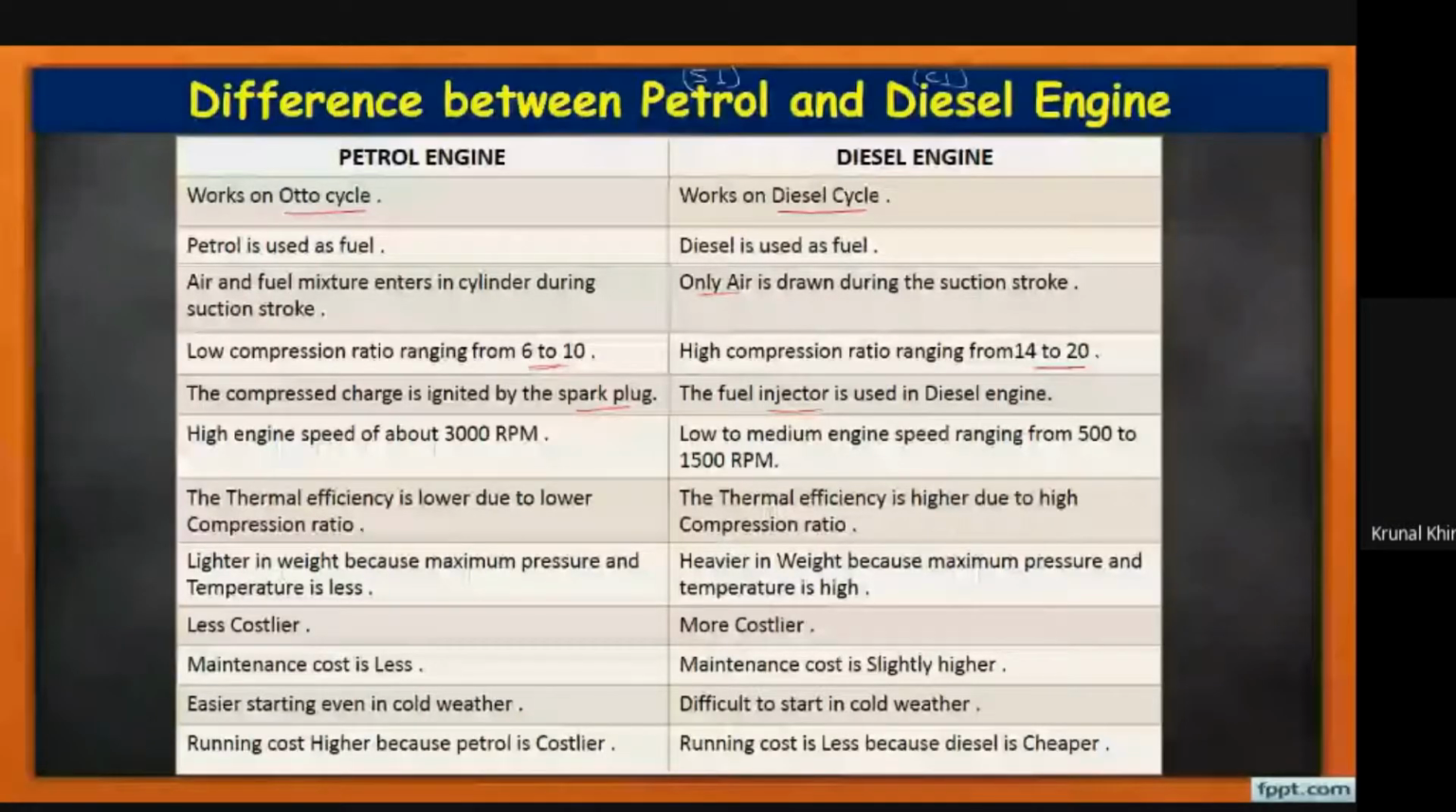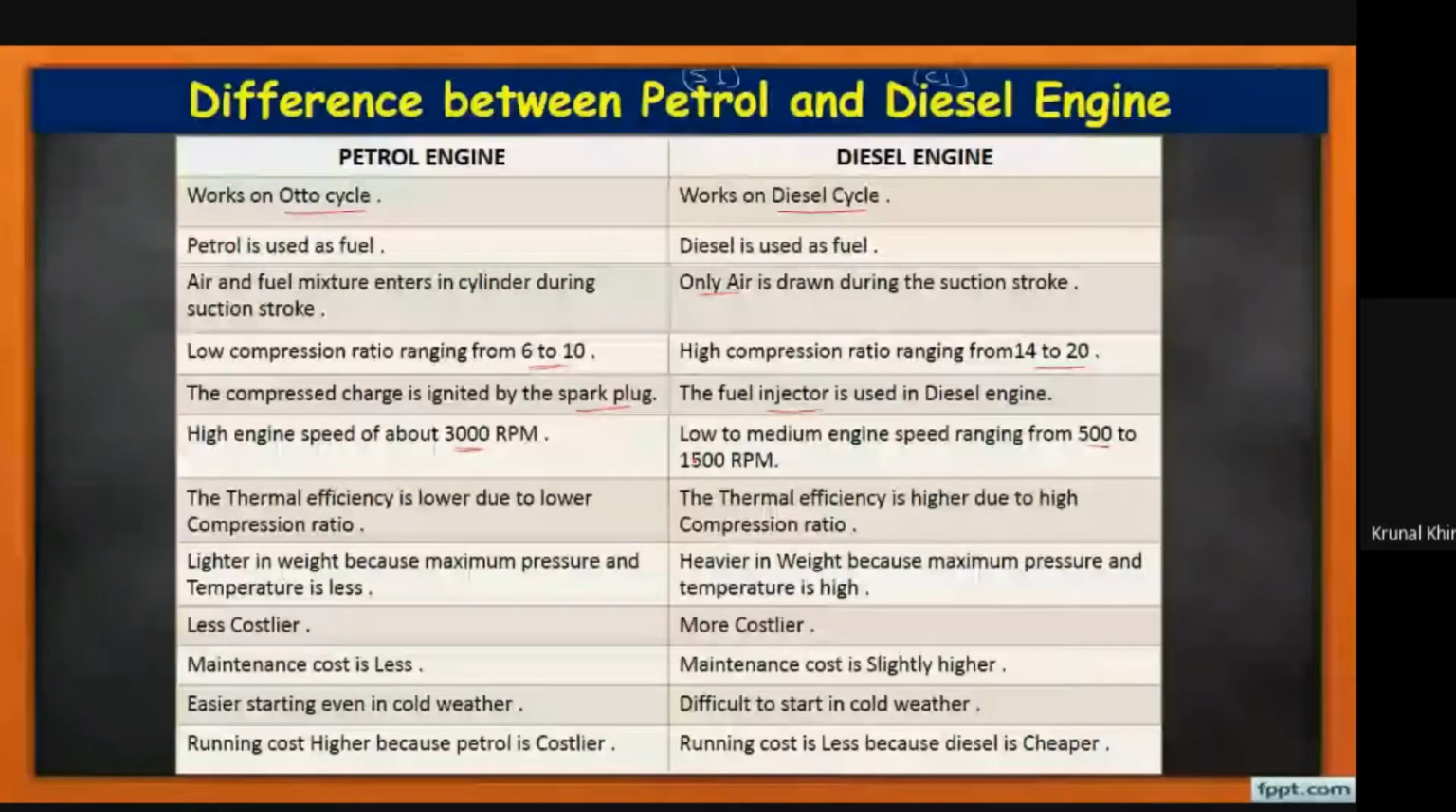The petrol engine runs at very high speeds, whereas diesel engines run at low speeds. The thermal efficiency is lower due to the lower compression ratio, and here it is higher due to the higher compression ratio. It has lighter weight because the maximum pressure and temperature are less, and here it is heavier because the maximum pressure and temperature are high. The cost is less here, and more here. Maintenance cost is less, and here slightly higher. Starting is easier even in cold weather, whereas it is difficult to start in cold weather.